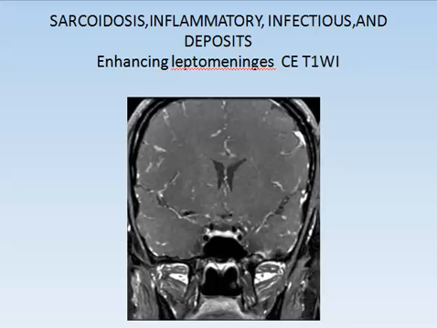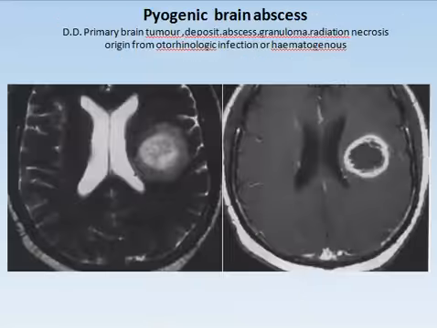Now sarcoidosis is mainly seen here as prominent leptomeninges, enhancing the leptomeninges compared to the other side. This is sarcoid deposits. Sarcoidosis is an inflammatory disease with deposits and multiple lesions.